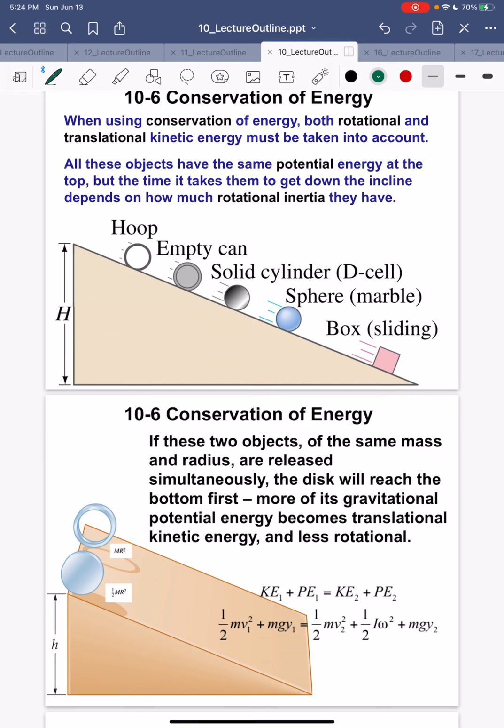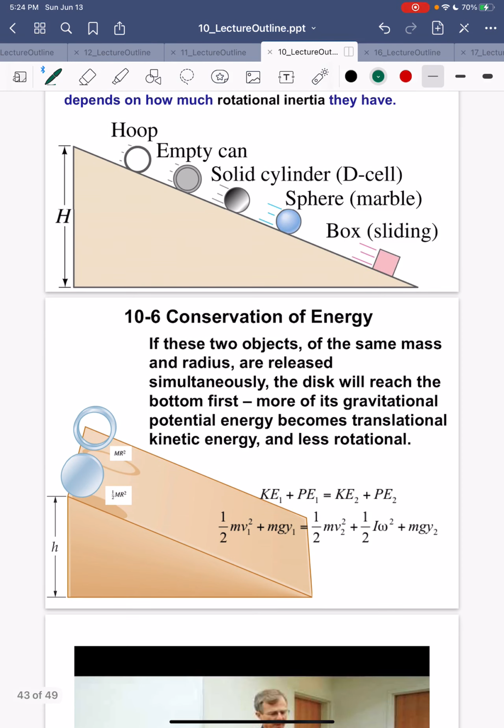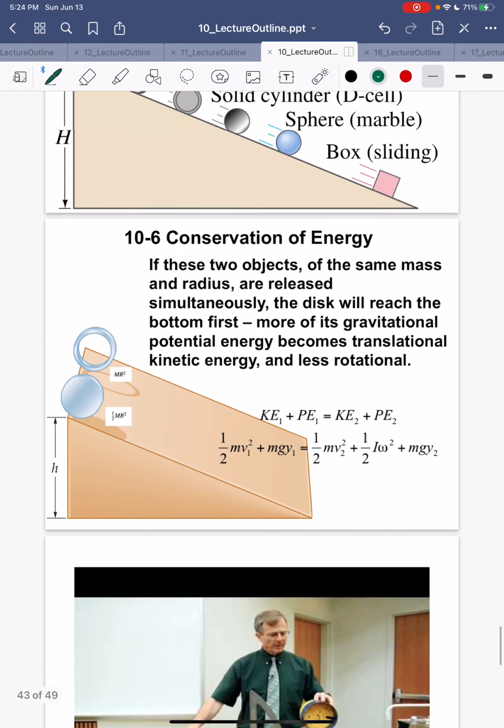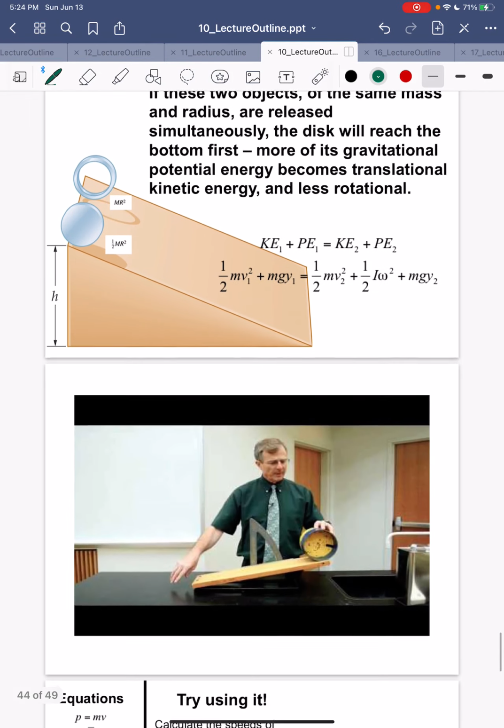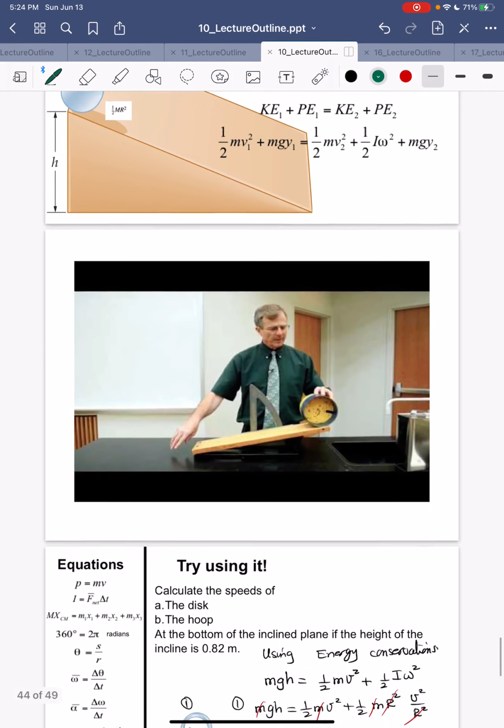Okay, and I will say we can apply conservation of energy: 1/2 mv1 squared plus mgy1 equals 1/2 mv2 squared plus 1/2 I omega squared plus mgy2. Now, one of the things that I want you to know, even if they are not the same mass and the same radius, we're gonna see that it's not gonna affect, because the mass and the radius are going to cancel.